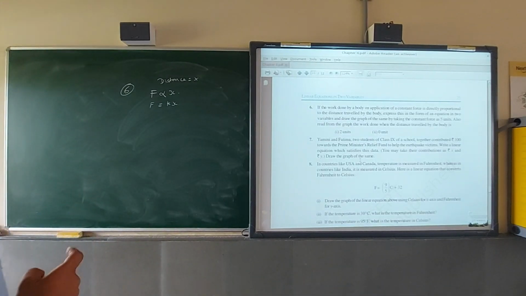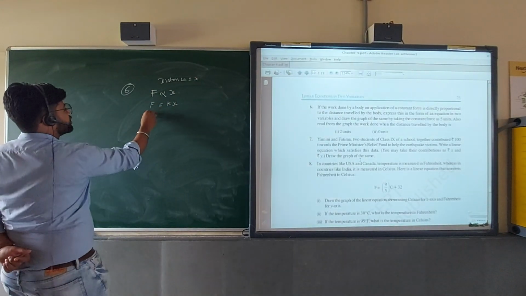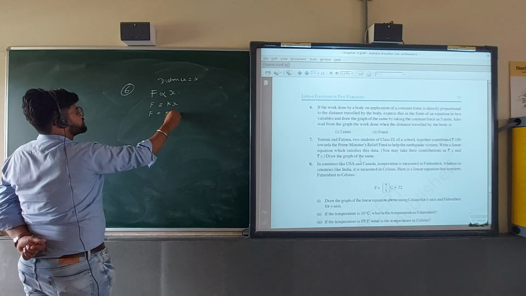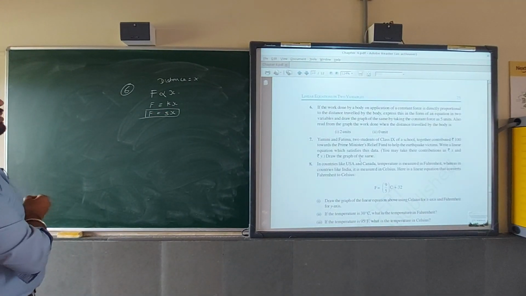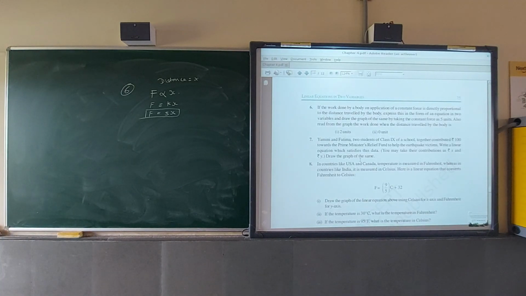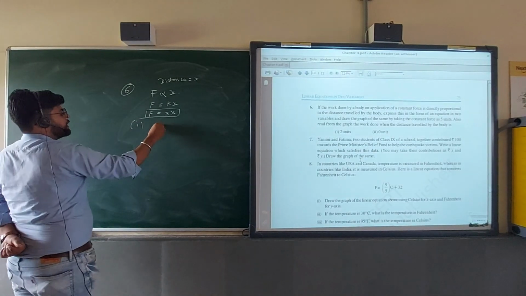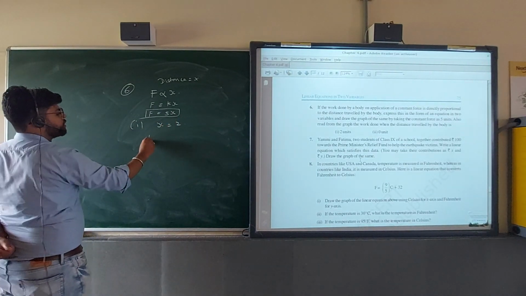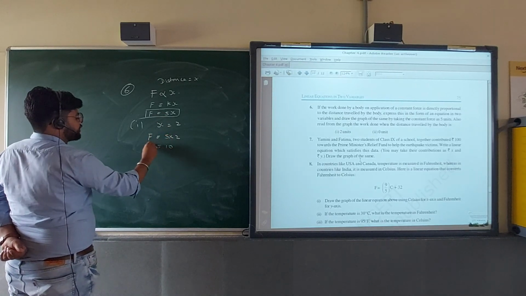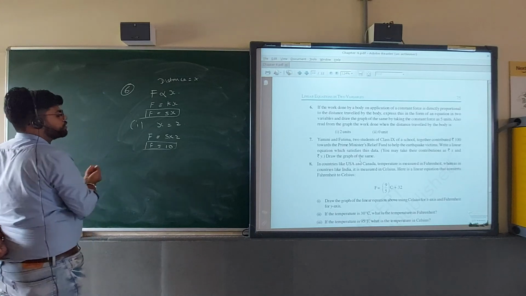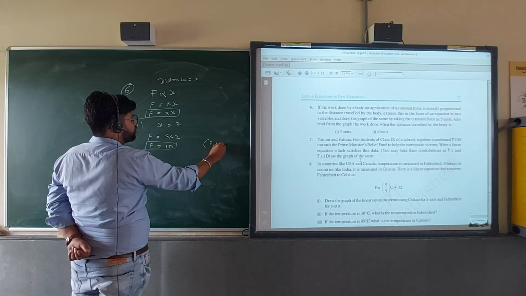Now express this in the form of an equation in two variables and draw the graph of the same by taking the constant force as 5. Means the value of the constant is given 5. So F is equal to 5x. This will be the equation. Now make the graph of it. You can also read from the graph the work done when the distance travelled by the body is 2. Then what is the value of F? 5 twos are 10. So you can take the first point as 2 comma 10.